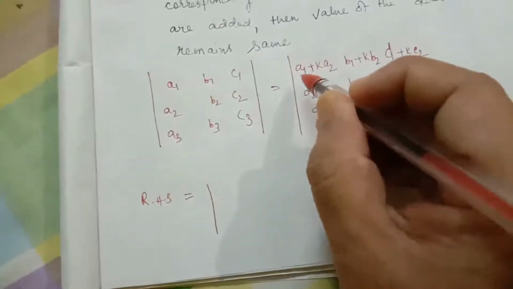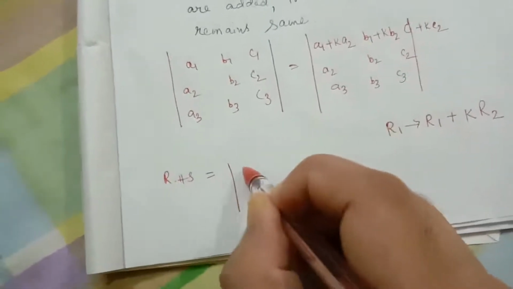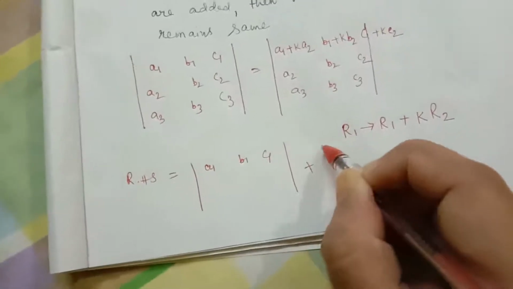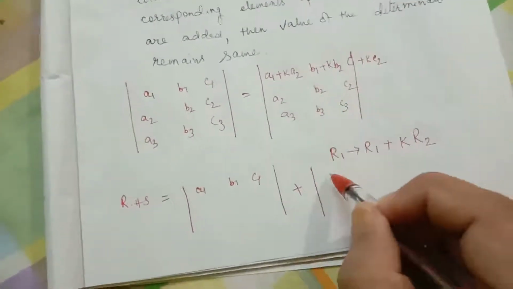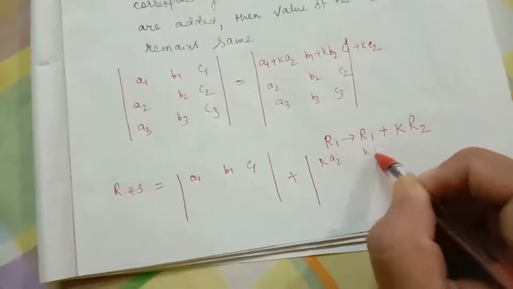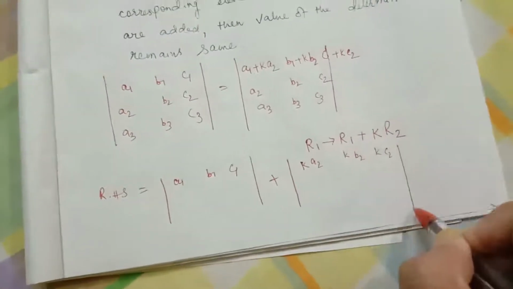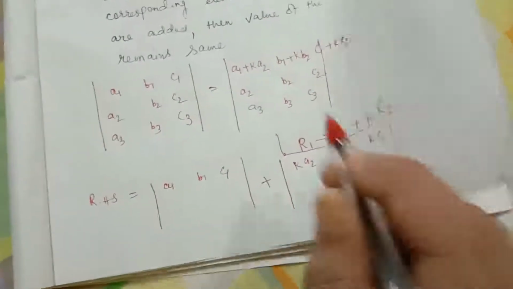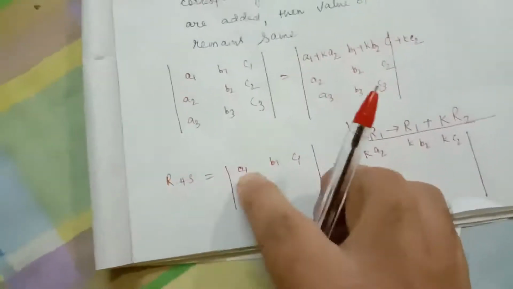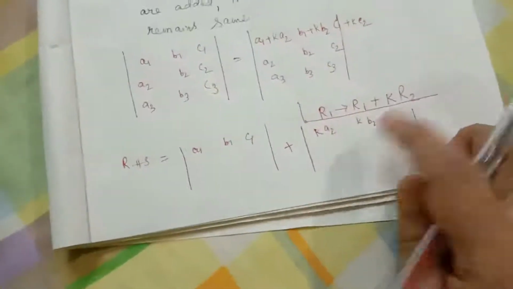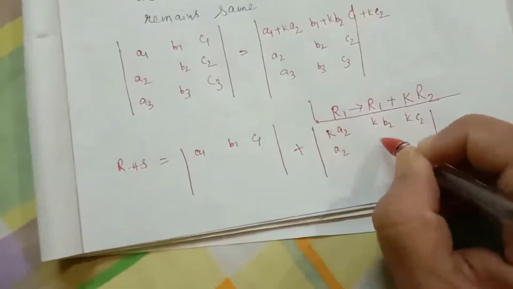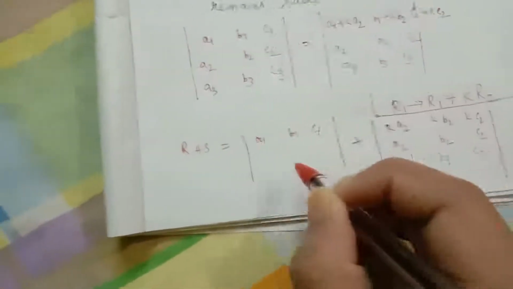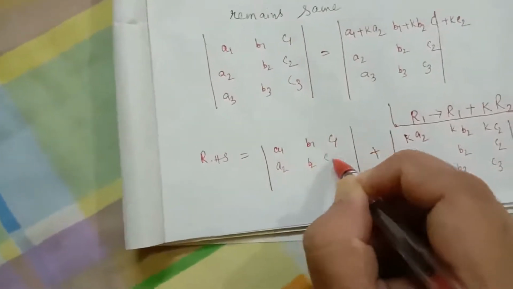In the first determinant, A1, B1, C1 will be the first row, A1, B1, C1. In the second determinant, KA2, KB2, KC2 will be the first row. First elements will be in the first determinant, second elements will be in the second determinant. Second and third row will be same in both the determinant.